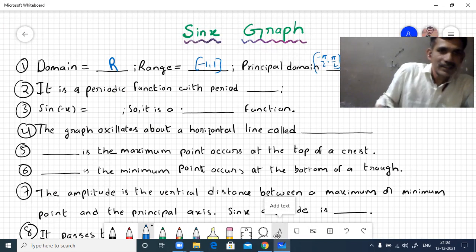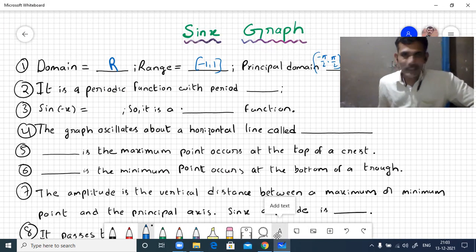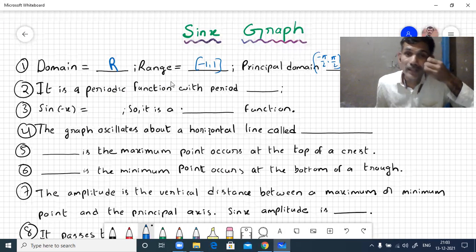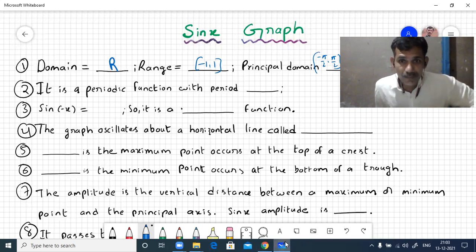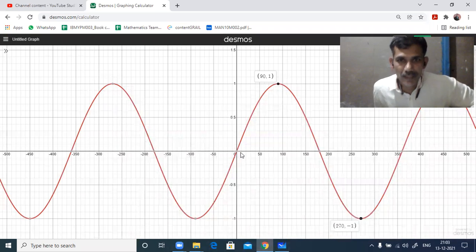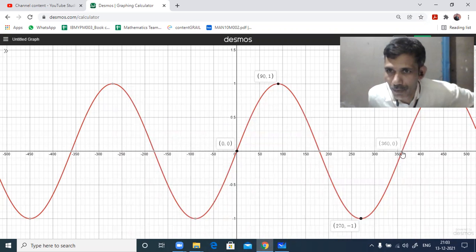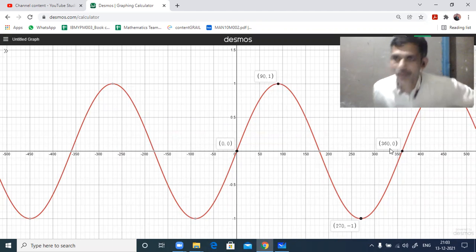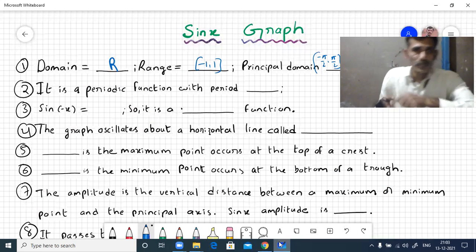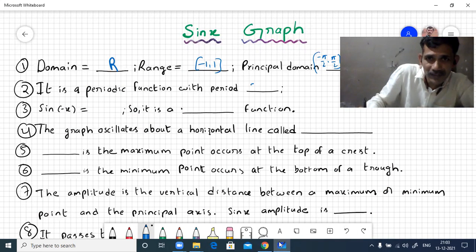Next we have to discuss that it is a periodic function, as we have seen. And what is the period? To check the period, we'll see when it completes one full wave, between 0 to 360 degrees. So 2 pi radians is the period. Every wave will occur like this. One full wave completes at every 360 degrees or 2 pi radians. So the period of the sine x graph is 2 pi.